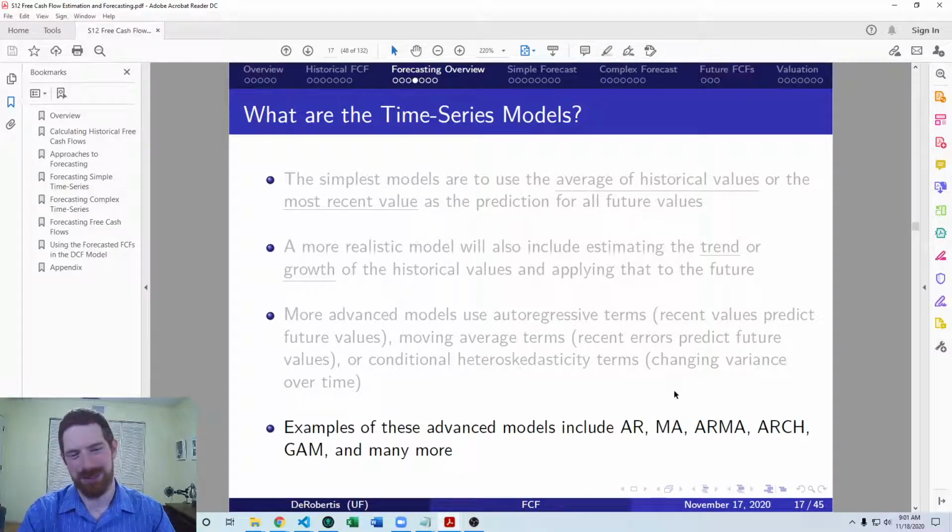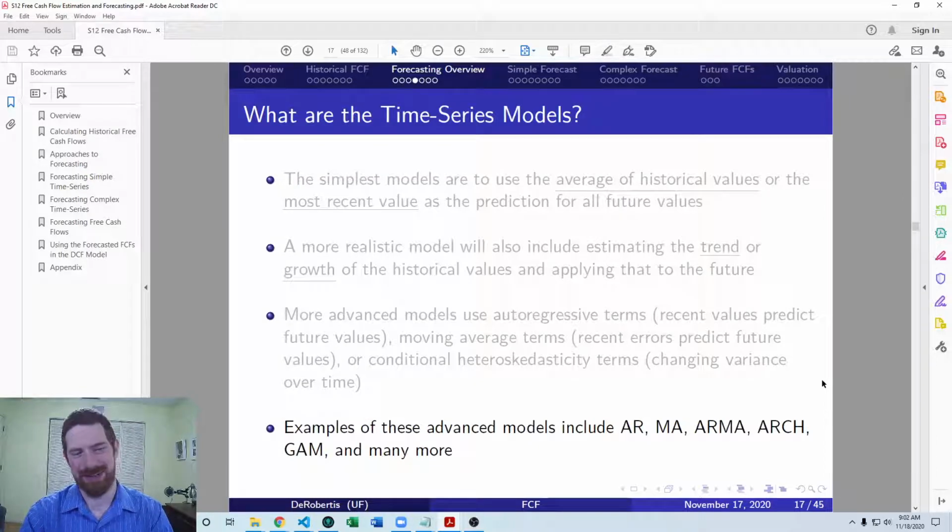And so this is where we get into the alphabet soup of models. They tend to be named with these different combinations of letters: AR, MA, ARMA, ARCH, GARCH, GAM. There are so many of these types of models, which are really going to be specialized for different purposes.